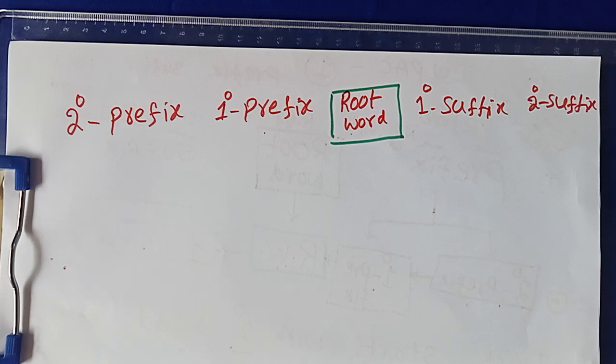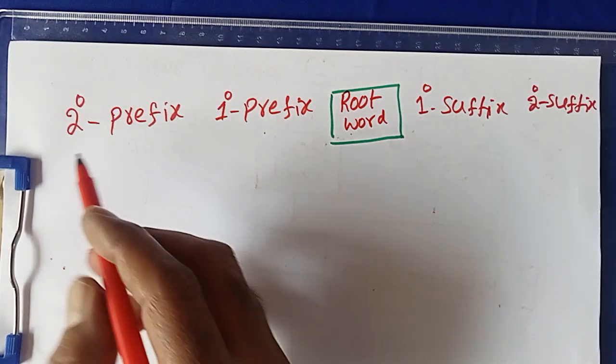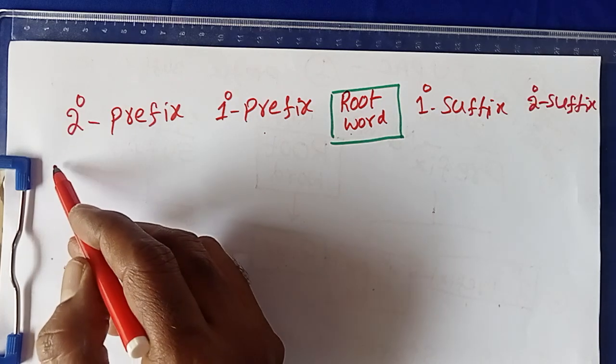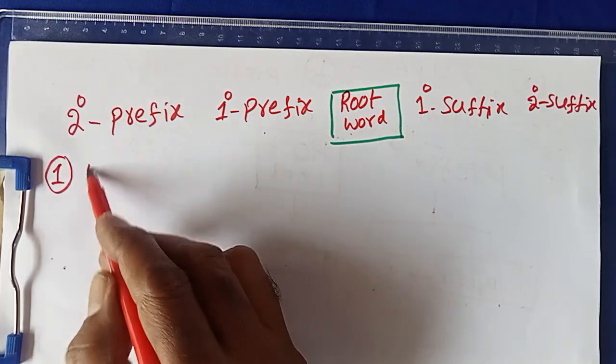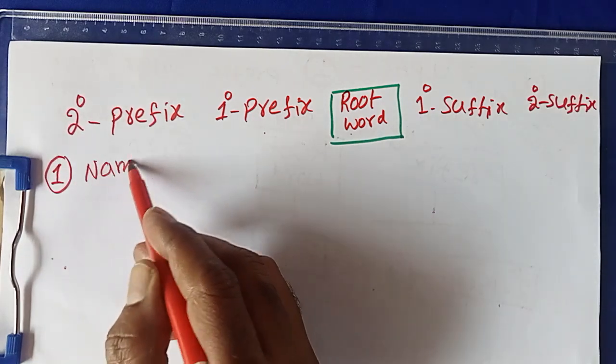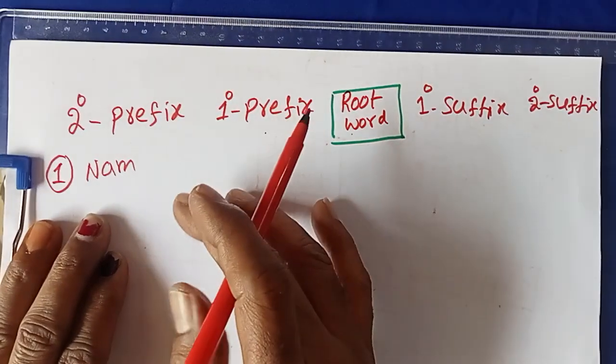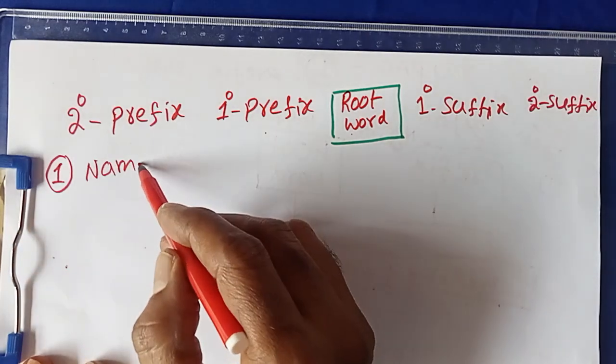And now see this. What happens? The secondary prefix is used in 2 cases. Number 1, for naming branches.